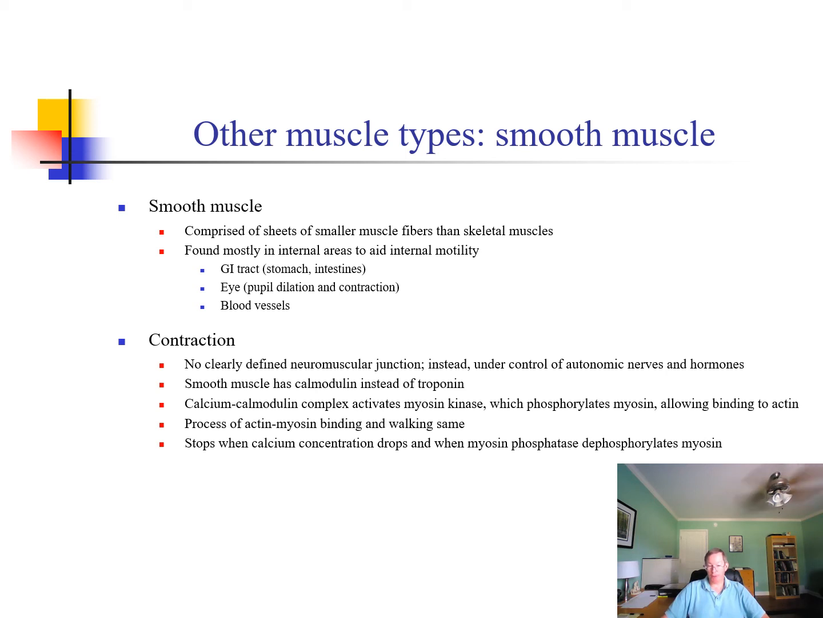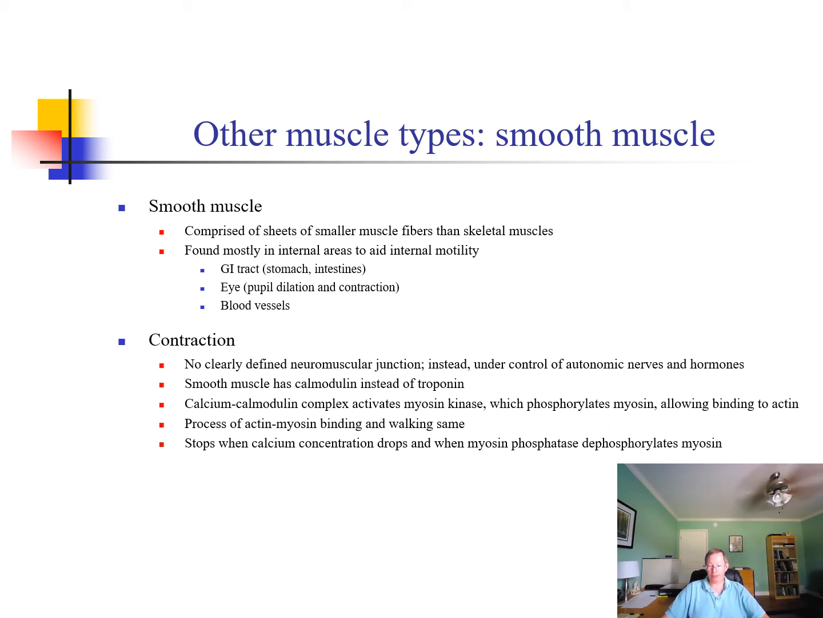Because there's no neuromuscular junction, I have to have some way of controlling it. The smooth muscle is under the control of both hormones. If you remember, those are small molecules that travel from an endocrine organ through the bloodstream to the target organ, as well as the autonomic nervous system, which we'll talk about when we talk about neurology.